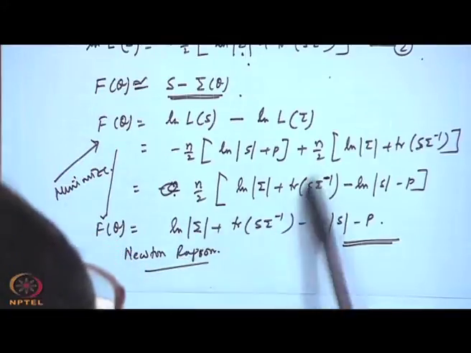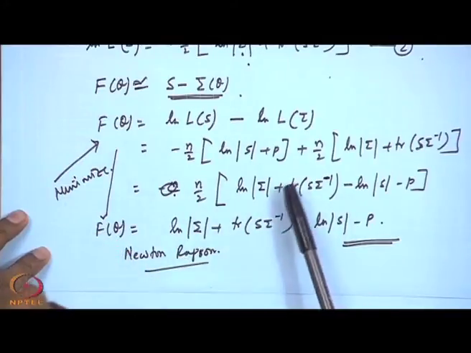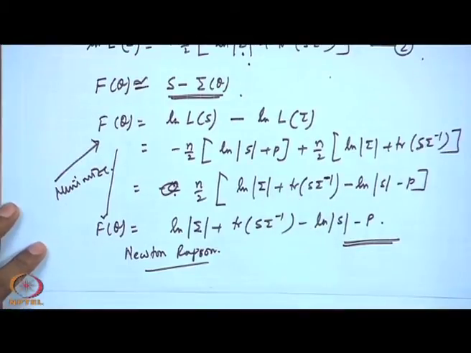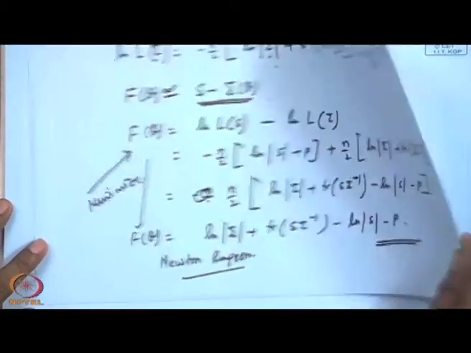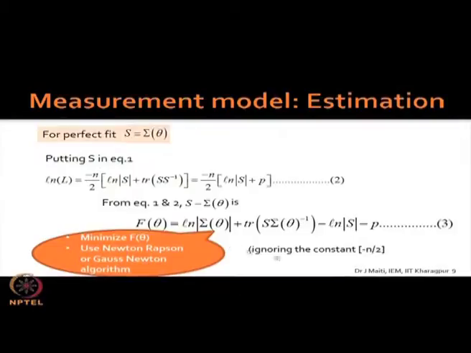Okay. So, this is, in a nutshell, the parameter estimation in the case of confirmatory factor analysis, which is basically our measurement model. And you see here, this is the f theta, log of determinant of sigma theta plus trace of this, ignoring the constant. So, ultimately minimize this one using the Newton-Raphson or Gauss algorithms. Okay.